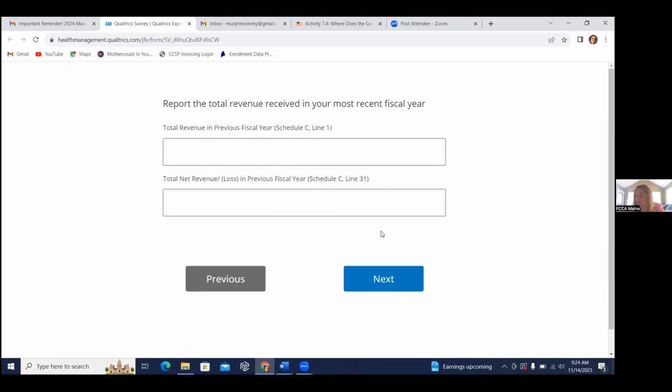Then you would take your tax return if you have it, and it says total revenue for Schedule C. This is the nice thing about it, it will tell you where to find it. You're looking for Schedule C line 1, so you need to have your tax forms out.